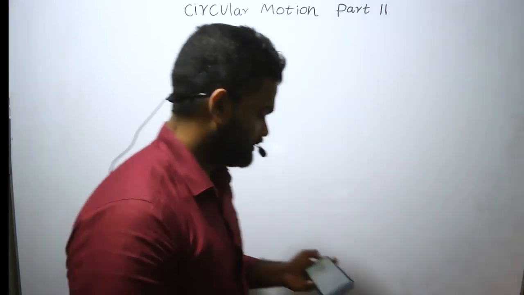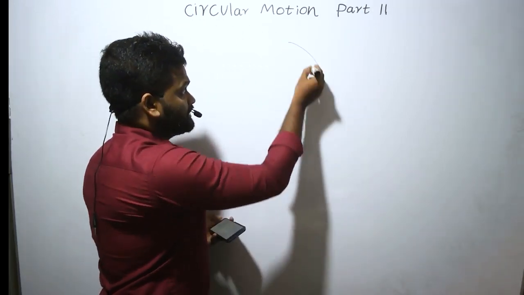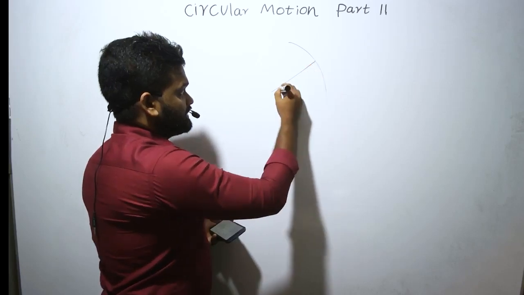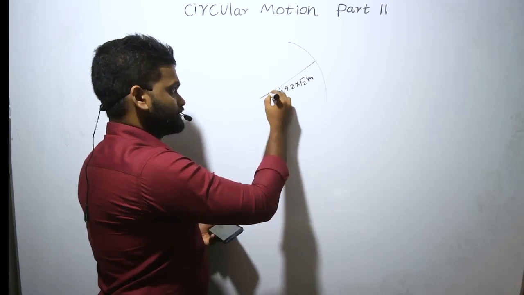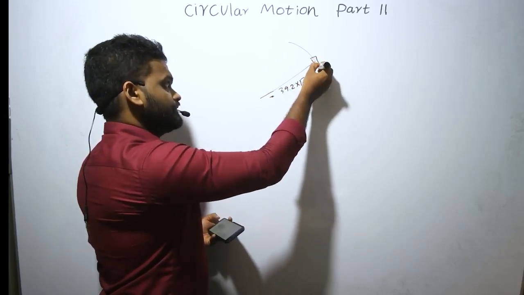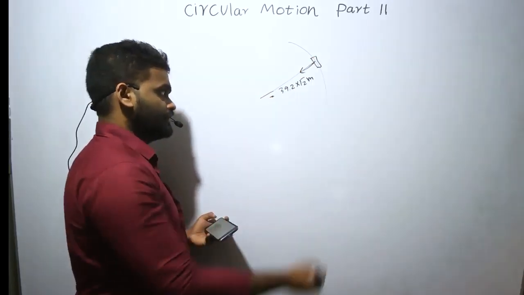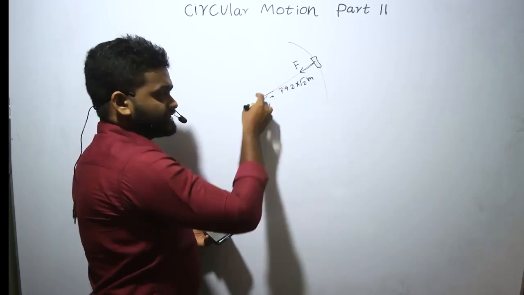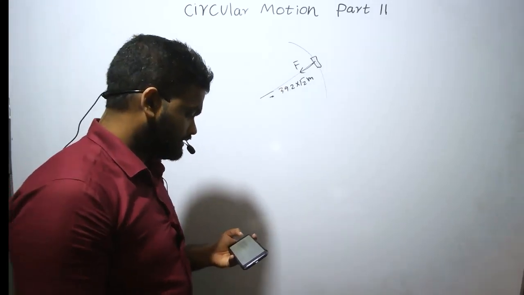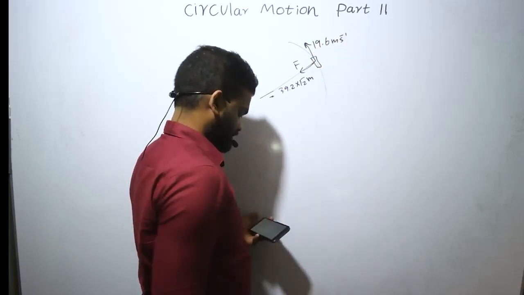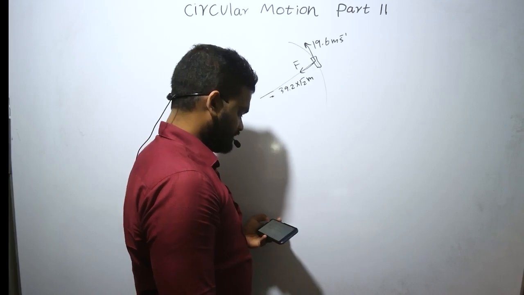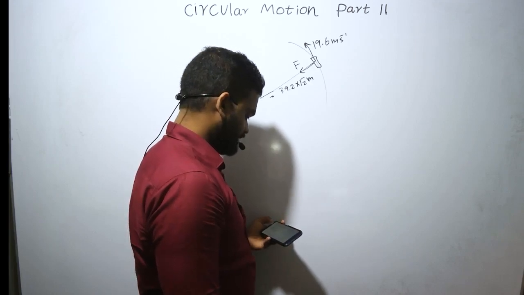Fourth question. A bike takes a bend with radius 39.2 times root 2 meters. So let's say this is the bend, and the bike is here. The friction on the tires is acting towards the center on the bike, and the speed of the bike is given as 19.6 meters per second.